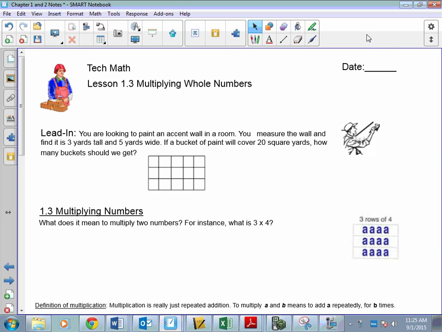Yesterday we did sections 1.1 and 1.2 together, which were on adding and subtracting and then writing out numbers, a little discussion on place value and rounding, just kind of getting our feet wet with the book. Today we're looking at section 1.3, which is on multiplying numbers.